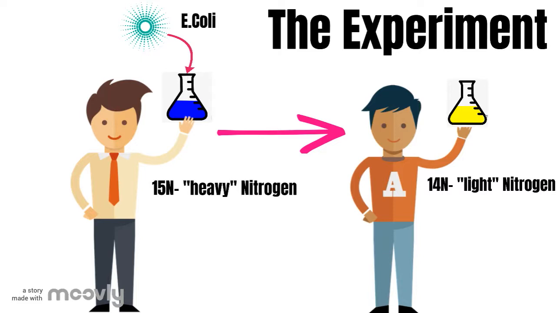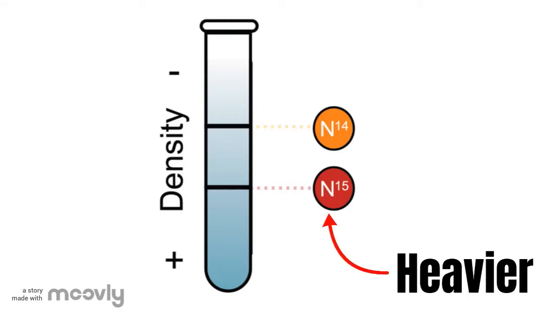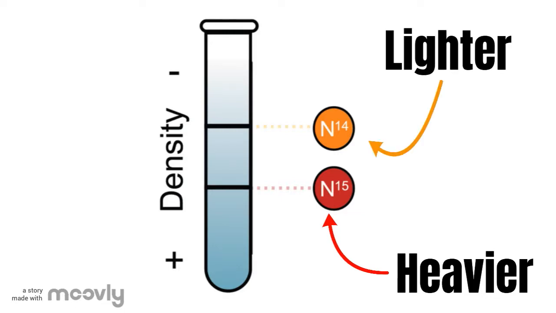and replicate. Meselson and Stahl collected samples from each generation and measured the density of the DNA using a density gradient centrifuge. This separates molecules into bands based on density. This would allow the DNA with the nitrogen-15 isotope to separate from the DNA with the nitrogen-14 isotope.